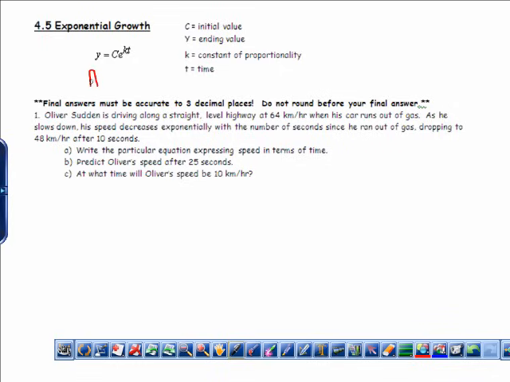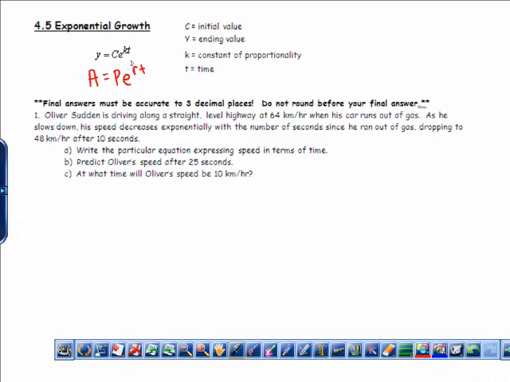This should look familiar. It's actually very similar to this formula right here, A equals Pe to the rt. This is what we use for continuously compounding interest in banking problems, and in fact this formula stems from the main exponential growth formula, which is y equals ce to the kt.